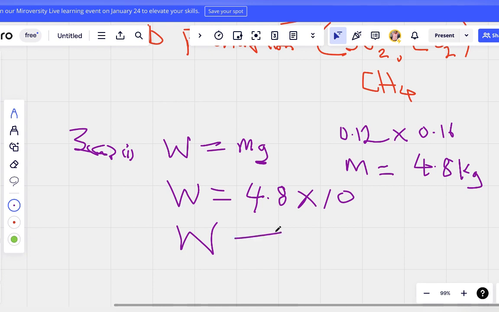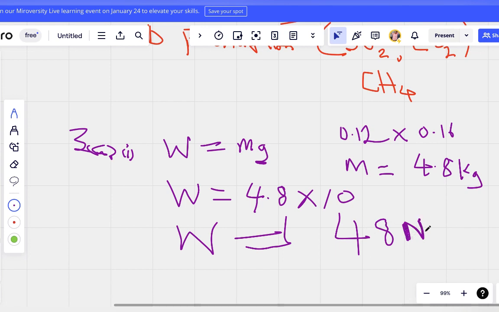So we say weight will be 4.8 times 10, which will give us 48 Newton. Remember, weight is a force. Weight is a special type of force. So we write 48 Newton. If you don't write the Newton, you lose marks. If you don't put the unit in physics, you lose marks. In fact, if the examiner is wicked, he will even give you 0. If he is not wicked, and the mark is 2 marks, he gives you 1.